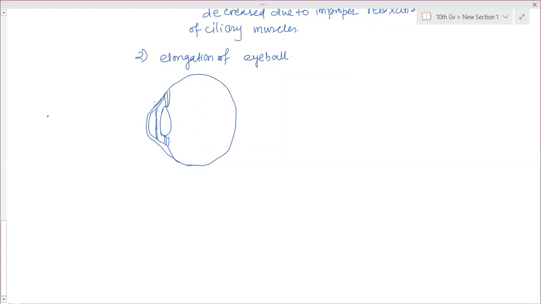Then the rays coming from infinity, they're coming from the actual far point. When they are falling on the lens, the image is formed on the retina. So here the rays are converging on the retina, right? Then this is the healthy eye.